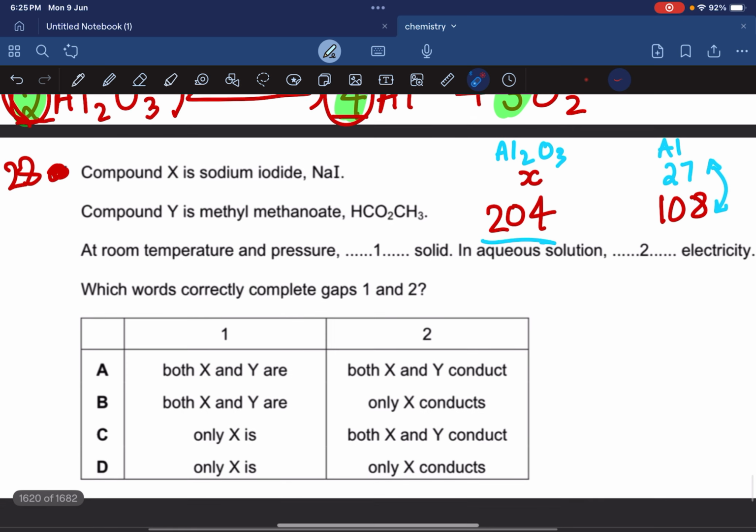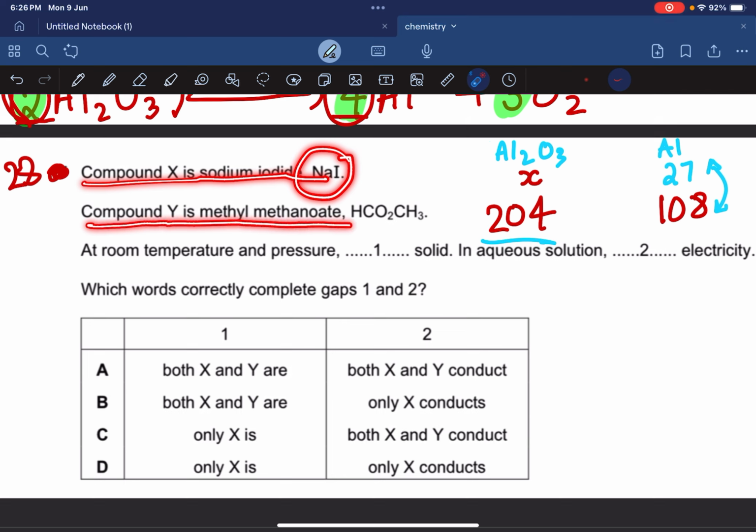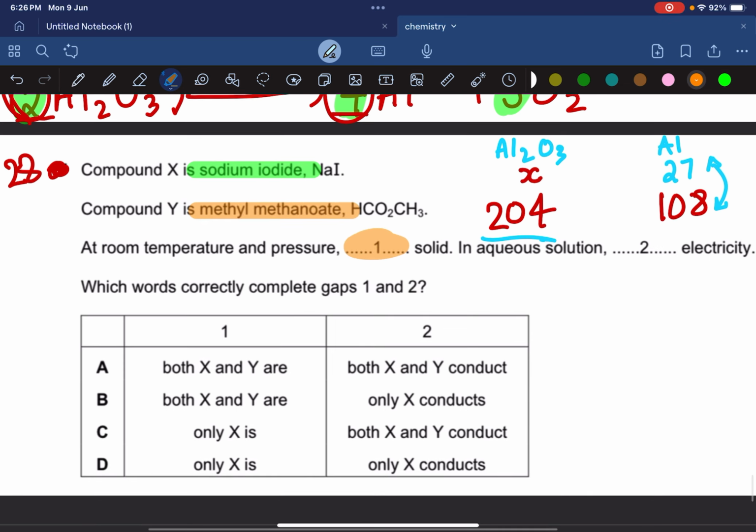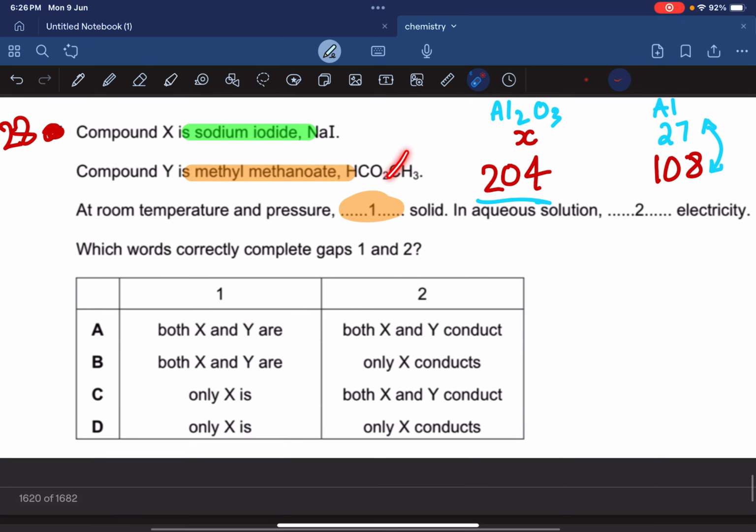Next question. Compound X is sodium iodide, NaI. Compound Y is methyl methanoate, HCO2CH3. We simply have an ionic compound, sodium iodide, and an ester, which is methyl methanoate. At room temperature and pressure, which is a solid? What do you guys think? Are esters solid at room temperature? Do it before I do. No, they are not. Esters are liquid. So it's going to be only X. X is NaI. Ionic compounds are obviously solid.